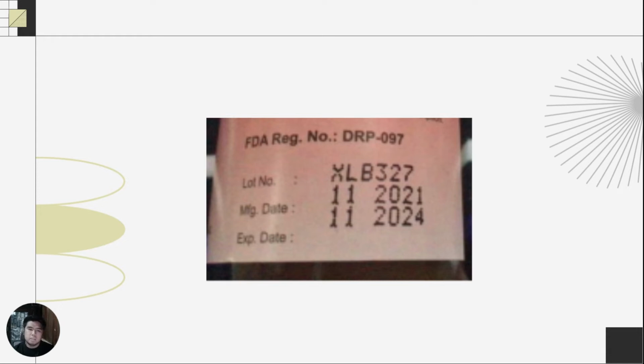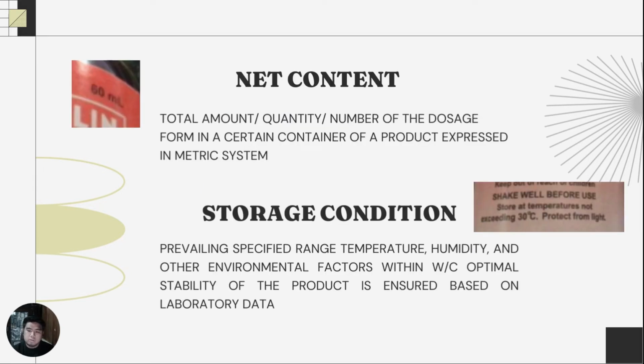Next is the net content. This is the total amount, quantity, number of the dosage form in a certain container of a product expressed in metric system. In this medicine, it said that it has 60 ml.